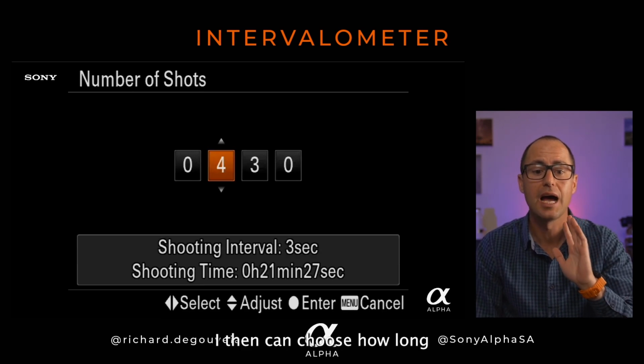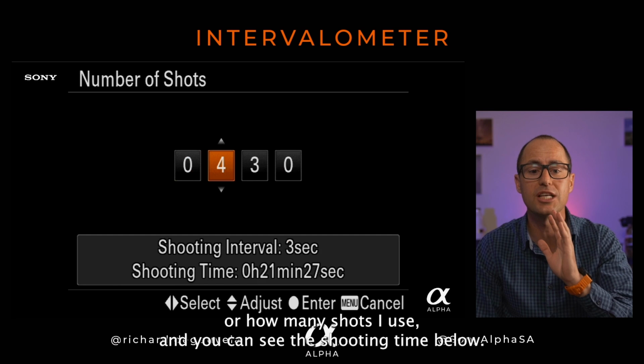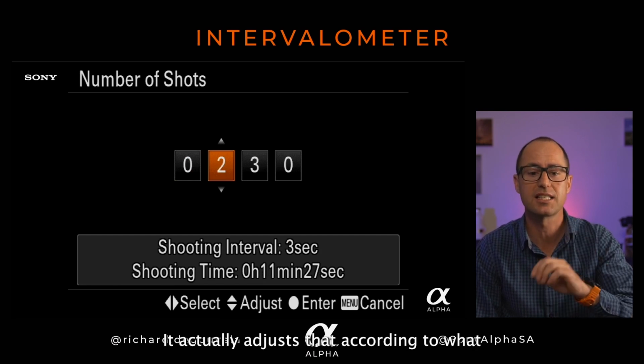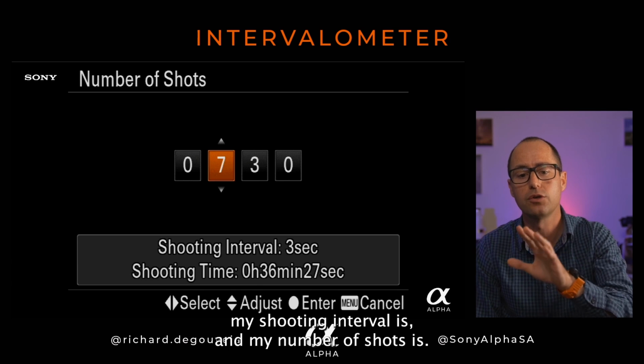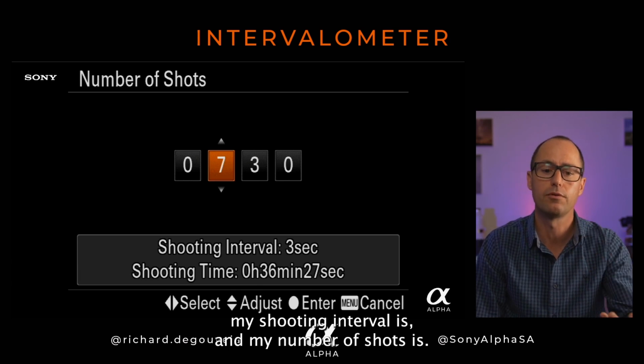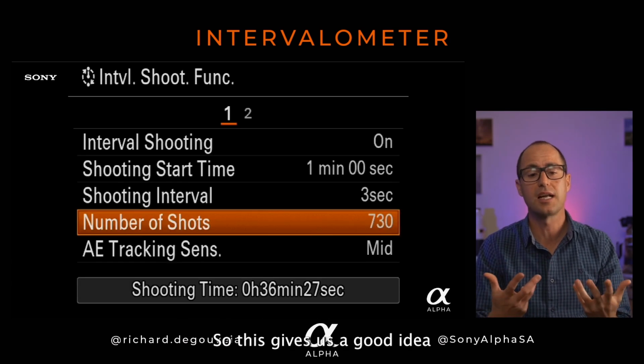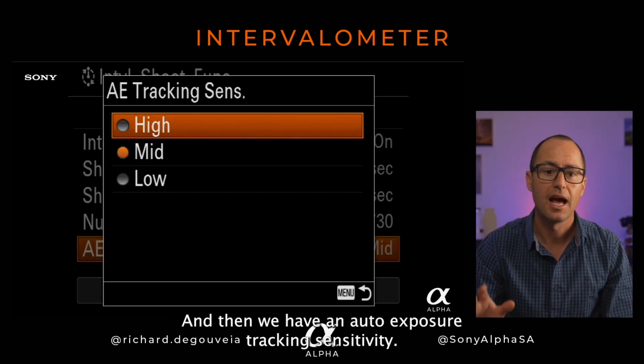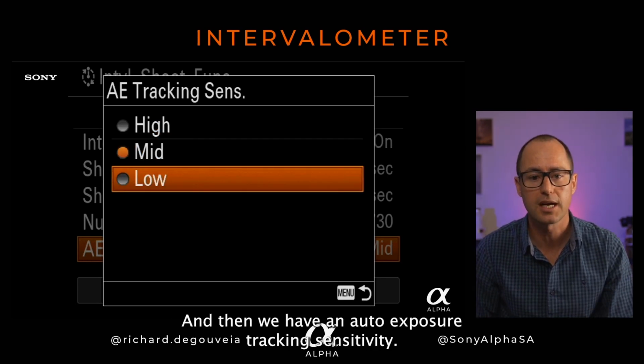I then can choose how long, how many shots I use, and you can see the shooting time below. It actually adjusts that according to what my shooting interval is and my number of shots is. So this gives us a good idea of when to come back, so we can leave the camera out and do our thing. And then we have an auto exposure tracking sensitivity.